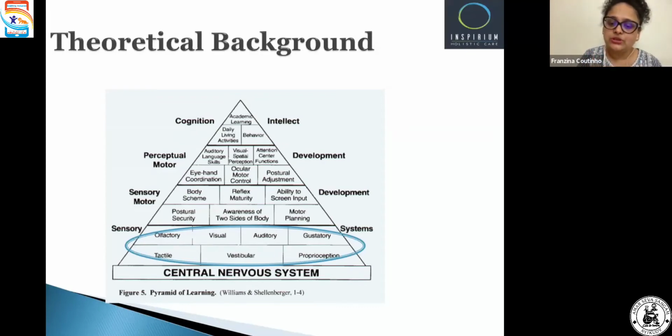But proprioception definitely is position sense, and it involves stretch receptors. I'll show you diagrams and stuff like that. It involves your vestibular system for being upright, and it integrates your tactile system as well. So very often you need to remember that the tactile, vestibular, and proprioceptive systems are all working together.